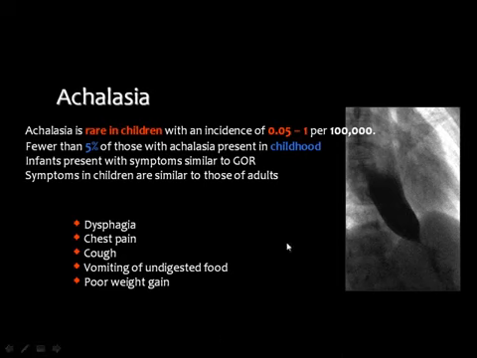Then achalasia of the cardia is rare in children, and this achalasia will present in only 5% of cases in childhood. And the symptoms of achalasia in the pediatric age group will be similar to the gastroesophageal reflux, where in older children it will simulate the adult complaint. And these are the major symptoms, including dysphagia, chest pain, cough, vomiting, and poor weight gain.